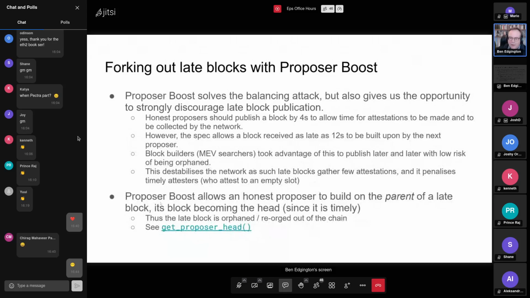Proposer boost allows an honest proposer to build on the parent of a late block, and the honest proposer's block becomes the head. So as long as I propose my block in a timely way, I can build on the parent of the previous block, and my block won't get orphaned. There are lots of caveats there, and I won't go into it in detail. But the idea is we can use this extra power that a timely proposer has in order to fork out late blocks and punish them. And it's been great. It's pretty much cured the problem. So hallelujah.